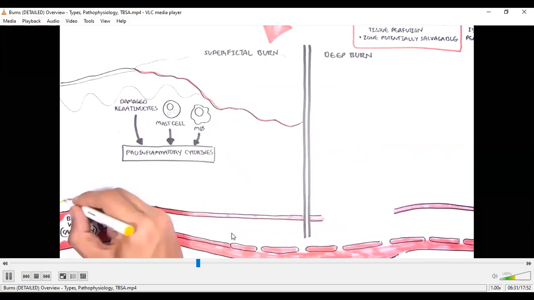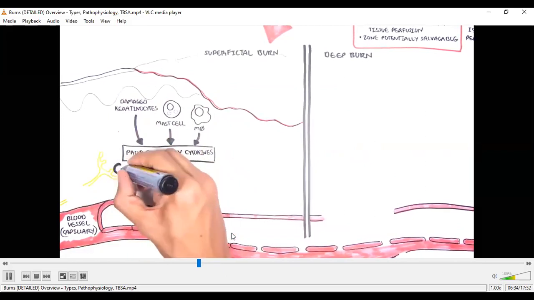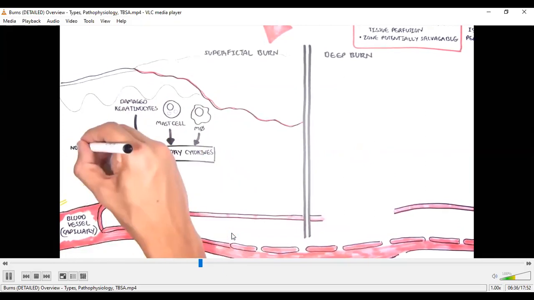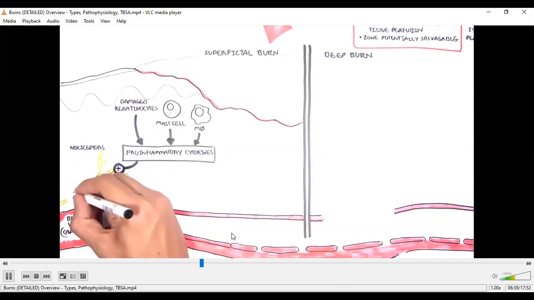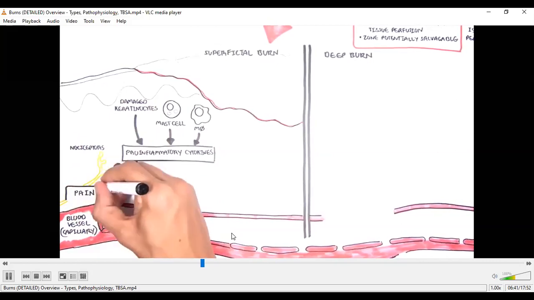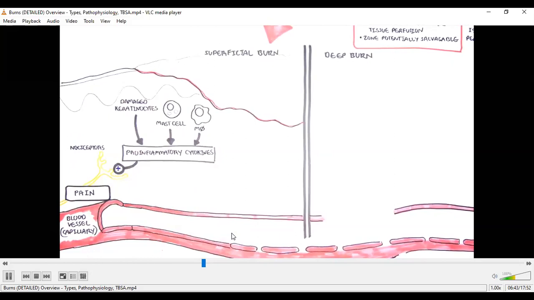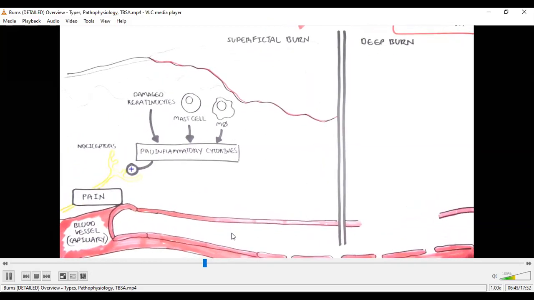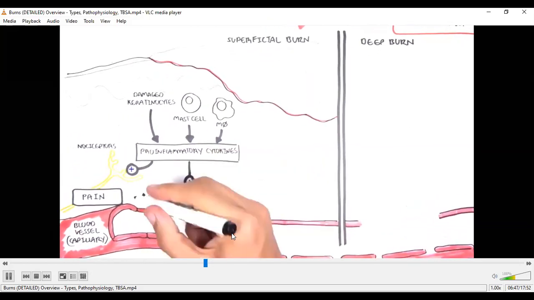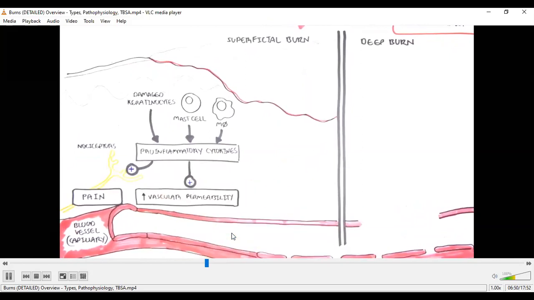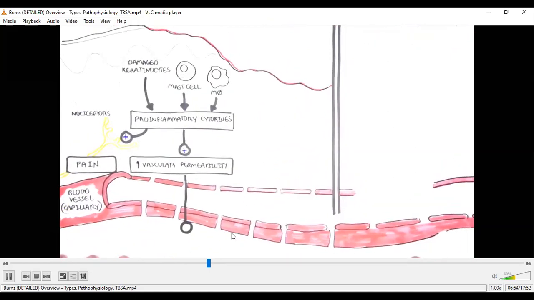The cytokines will stimulate nerve endings around the dermis. The sensory nerve endings here can detect pain, for example, and pain is an important feature of superficial burns. Some cytokines will cause an increase in vascular permeability. The increase in vascular permeability will cause fluid to leak out and may lead to interstitial edema.